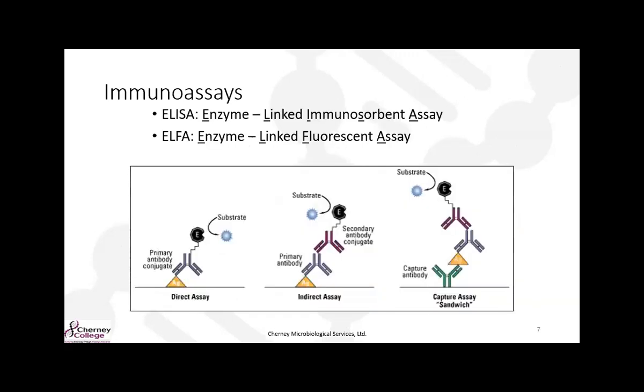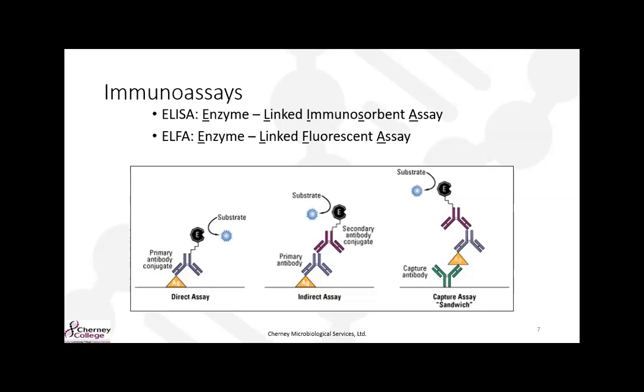So there are a couple different immunoassays. There is the ELISA and the alpha. ELISA stands for enzyme-linked immunosorbent assay. Alpha stands for enzyme-linked fluorescent assay. The alpha one is the one I'm going to be talking about, which generates that fluorescent signal that we learned about on the previous slide.